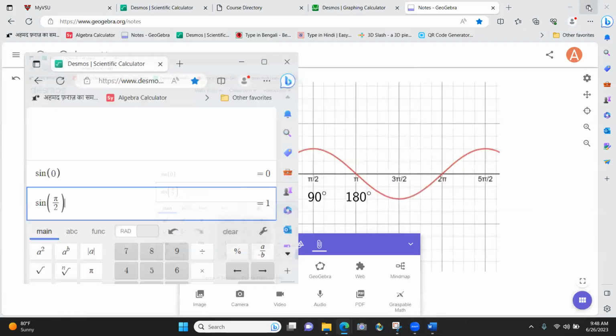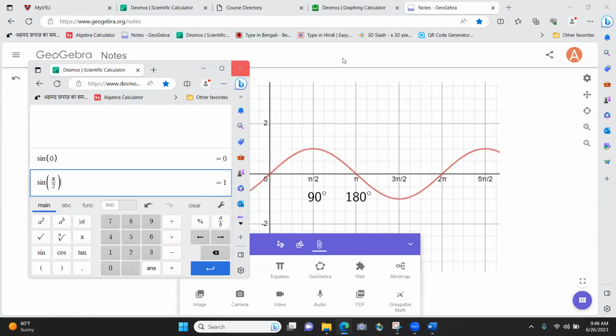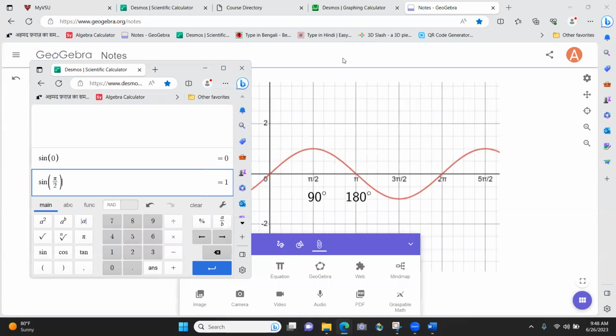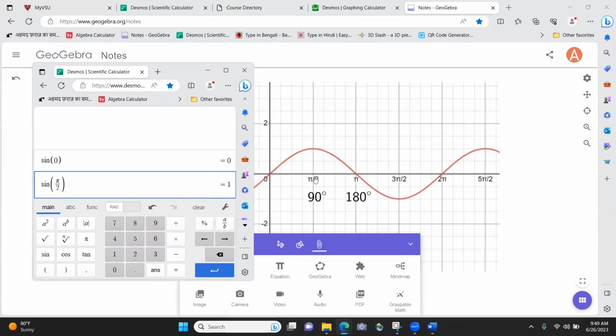So take a look, guys. It's consistent with what we're getting here. And that certainly is a good sign. Sine of 0 is 0. Sine of pi over 2 is positive 1. And this is right here, which is positive 1. And let's try one more.